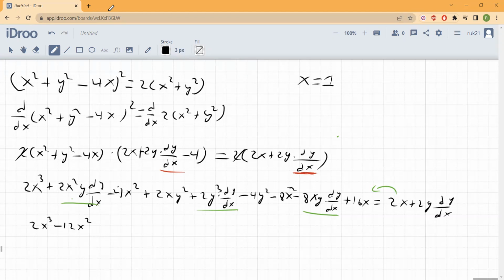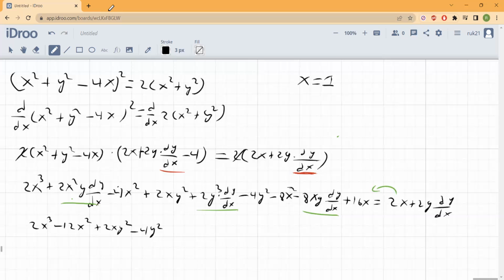12x squared. Then it's going to be minus 12x squared. That is going to be plus 2xy squared. Plus 2xy squared. Minus 4y squared.